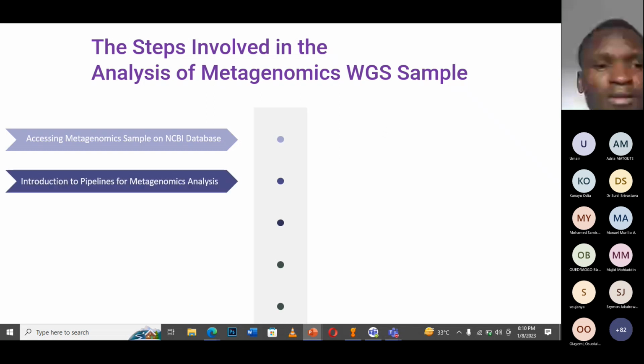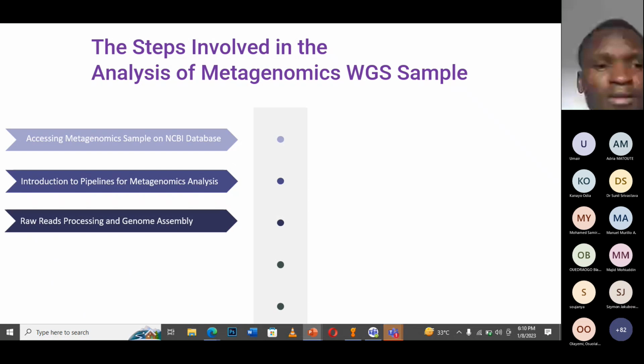Now the second step is that you need to work with pipelines for metagenomics analysis. There are different pipelines and different software, but I'm going to show you one of the software today and some of the tools you can use for metagenomics analysis on the software. So just stay put. Introduction to pipelines for metagenomics analysis.